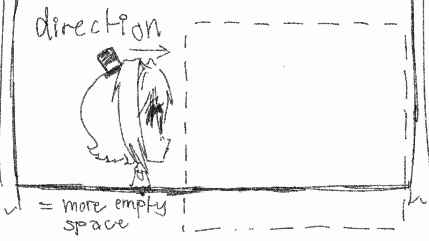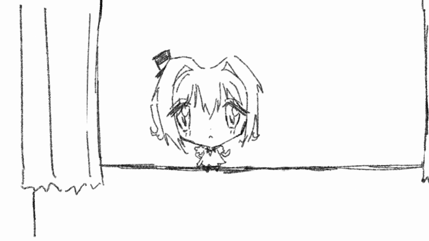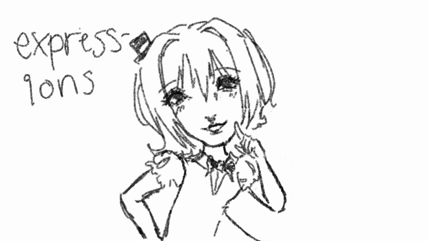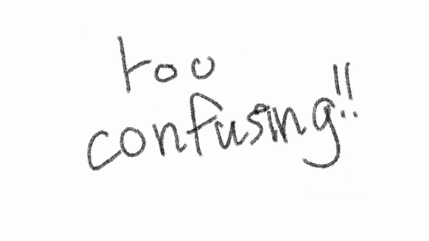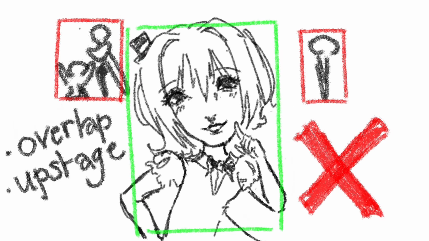And wherever they're facing, there should be more empty space. Big actions should be zoomed out so you can see the full thing, and expression should be closer up. If you just drop in characters with no thought, then it becomes too confusing. This character is the main focus, so the other actions shouldn't overlap or upstage.